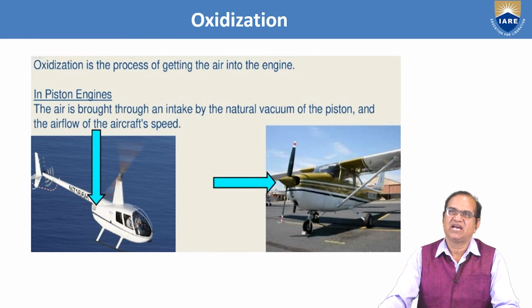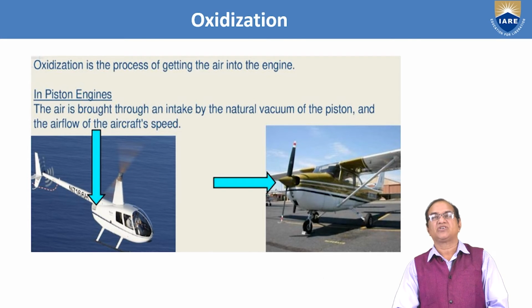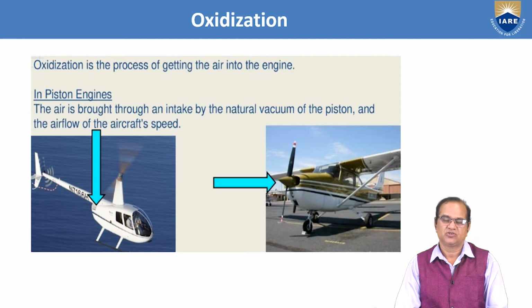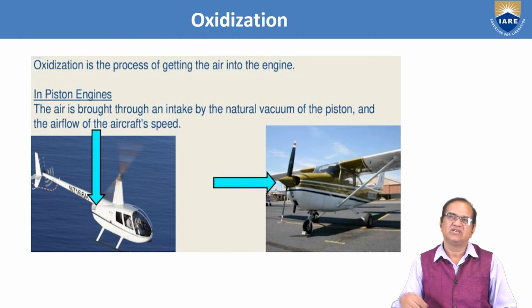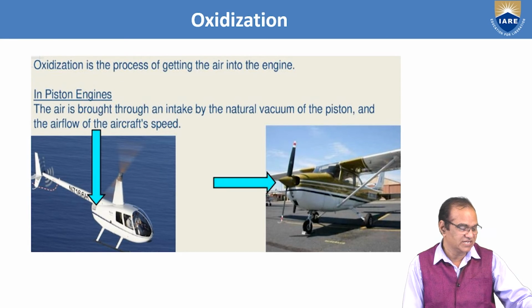Next, we will see about the oxidization. Oxidization is a process of getting the air into the engine. So how do we get oxygen for the engine? The process of getting oxygen for the engine, we say that it is an oxidization process.